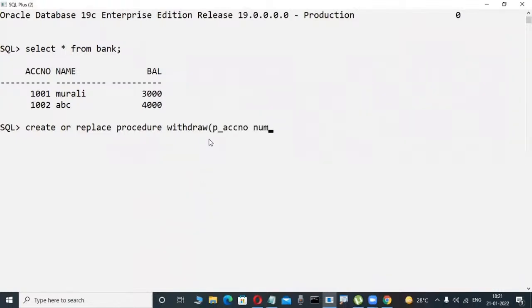Account number I'm passing. Again, the amount also I'm passing, only because I try to withdraw. The ATM card is there. And now here, the amount, I'm passing something only. Okay. Now some coding is there. I want to find out a balance.